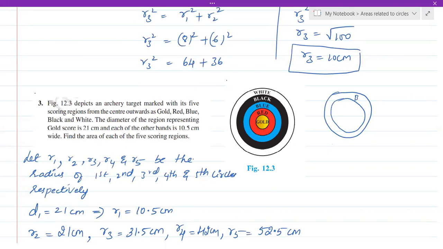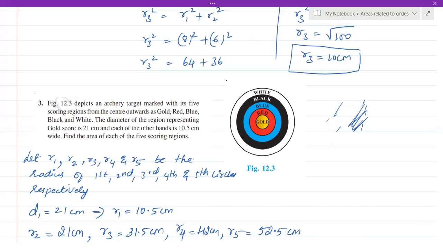So now we want only the shaded part. Again, what is the formula that we are going to use? Same formula. The outer circle area minus the inner circle area. Because if you concentrate, forget about the gold region. Inside you got a circle. Let's forget it. If you find the area of the third circle, you get this complete part, isn't it?